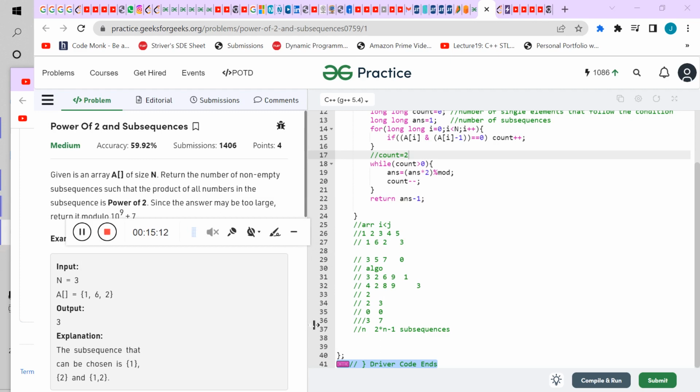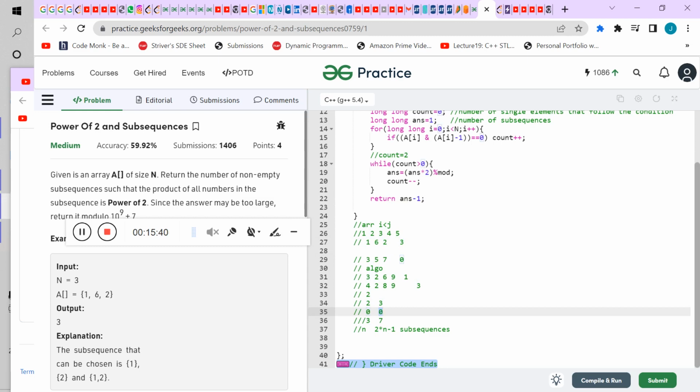Now I will have to find out how many subsequences I can make from those particular elements. Let me take an example: for 1, 6, 2, I have a count of 2 and I am getting an answer of 3 subsequences. And in the second example, 3, 5, 7, the count of elements that follow the particular condition is 0 and we are getting an answer of 0.